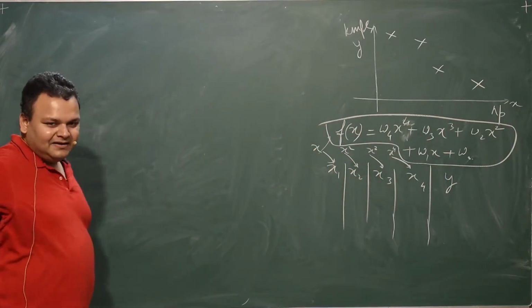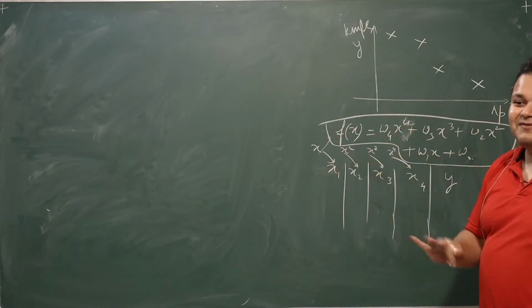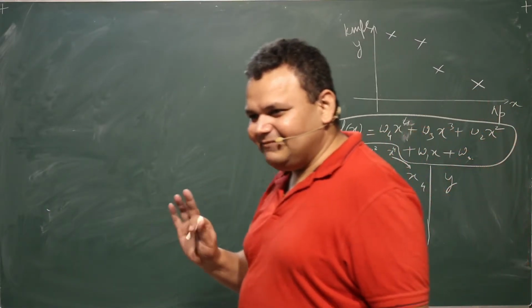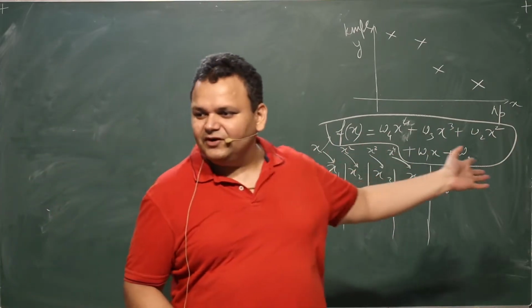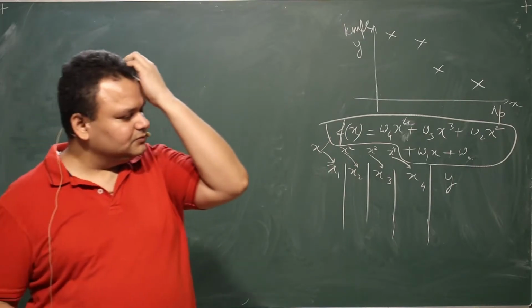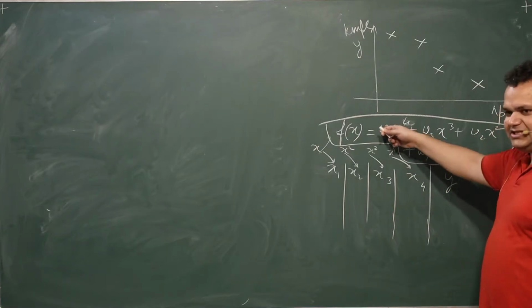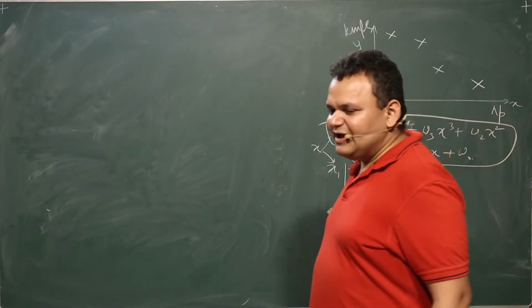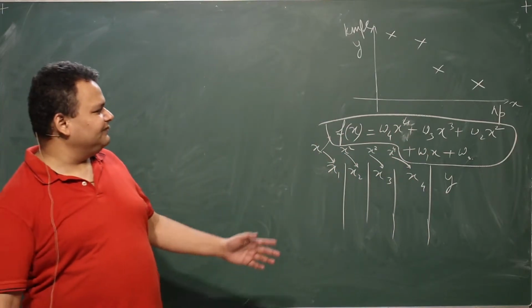Again we can apply the same linear regression technique that we did here, and we can fit it. Anybody has a doubt in that? So how many derivatives will we calculate now? 5, one corresponding to each of the weights. So we have 5 weights, W0 to W4, so we'll have 5 derivatives.